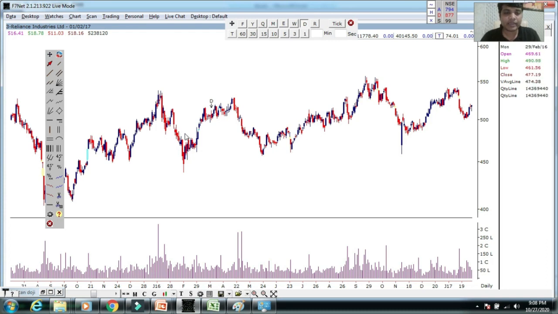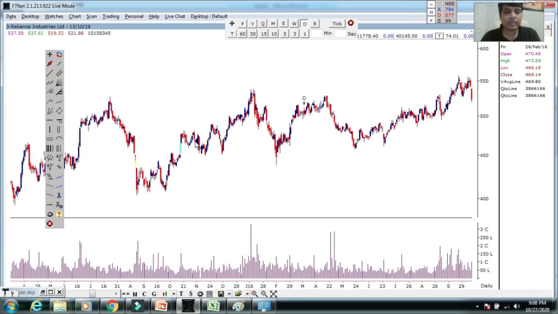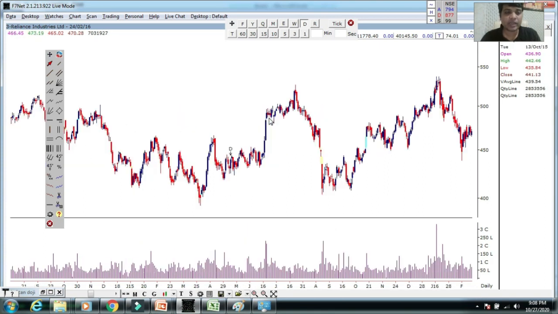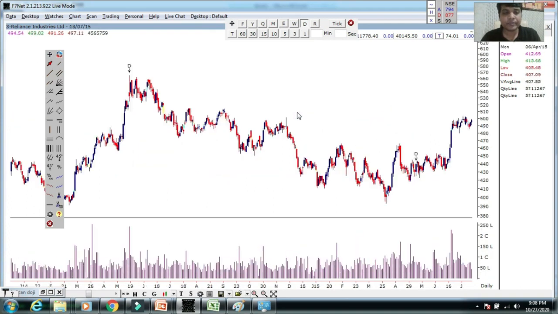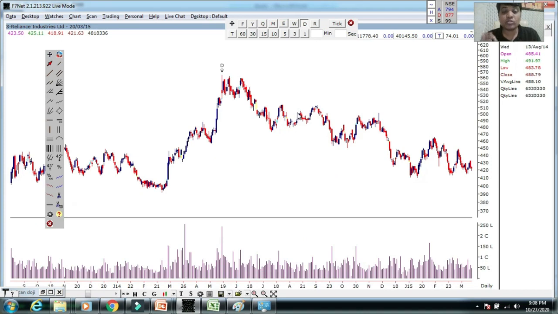Again, this is a perfect inverted head and shoulder pattern. This is a perfect head and shoulder pattern. This is a shoulder, this is a head, this is a shoulder, followed by the breaking of the neckline. So the market reverses. Again, this is an inverted head and shoulder pattern. So at the top, make sure you are seeing the head and shoulder pattern at the top.